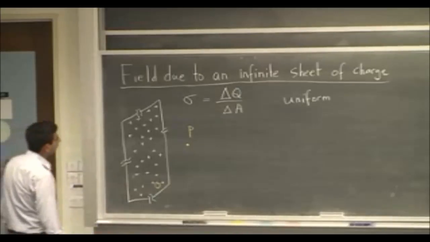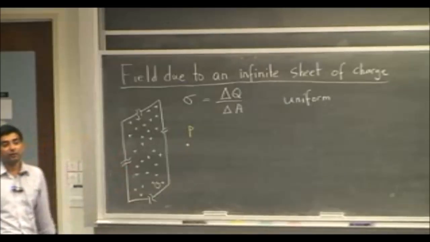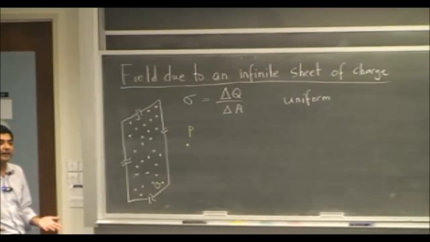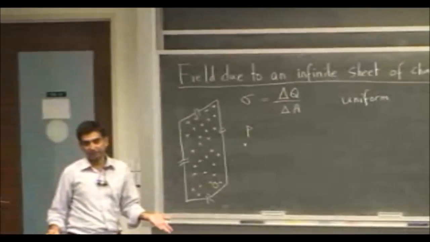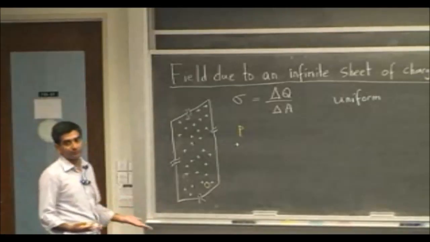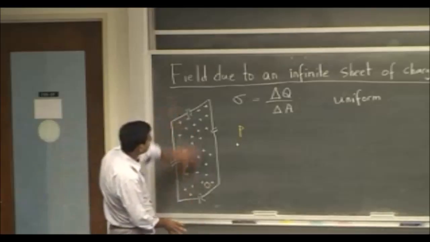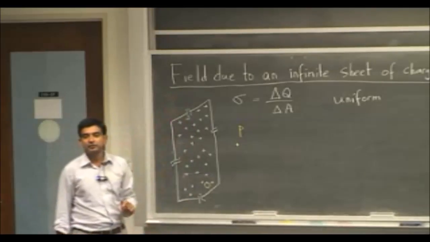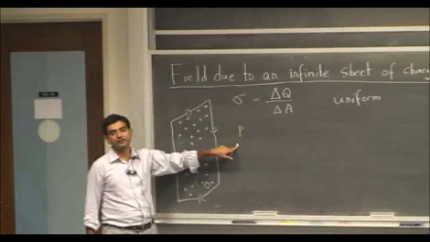So how do I go about solving this problem? Whenever you have a problem that you'd like to tackle by Gauss's law, it's always nice to think about the symmetry of the problem and find out, if there were a field at P, what is the direction of that field? Is there a unique direction that conforms to the symmetry and the geometry of the problem? So could you please tell me, if you're at point P, what is the direction of the field?